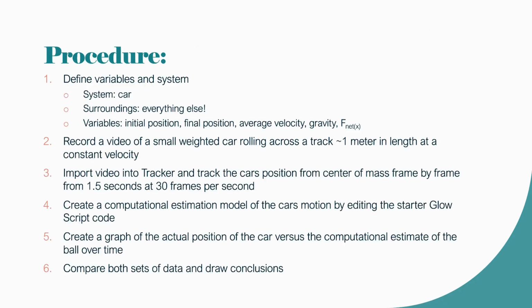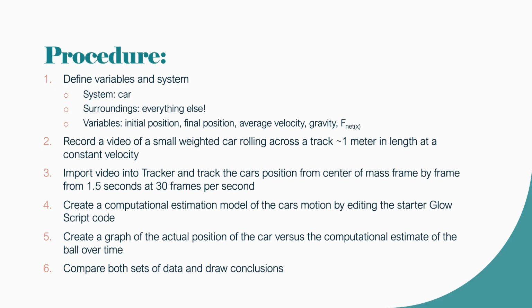So the procedure was I had to start by defining the variables in the system, being the car, with the surroundings being everything else, and the variables are the initial position, final position, average velocity, gravity, and the net force. I then had to record a video of a small weighted car rolling across a track about 1 meter in length at a constant velocity.